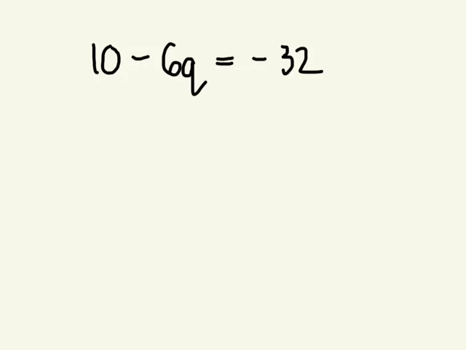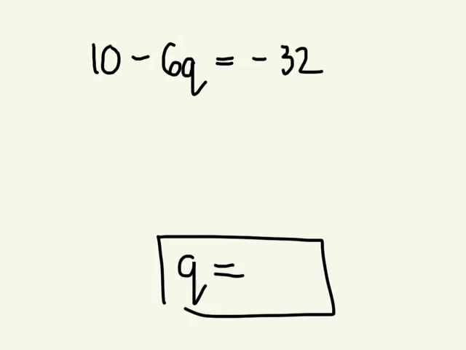In this example, we're trying to solve equations. So basically our goal is to get this variable, which is q, by itself. I want to know what q is equal to, okay? So my goal is to isolate q, to get it by itself.